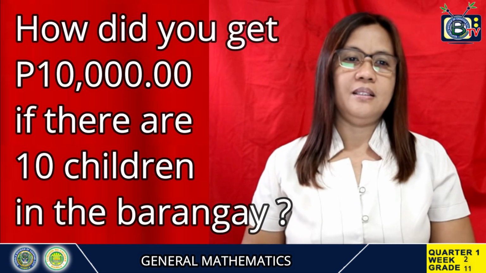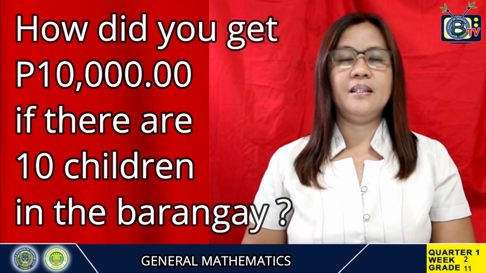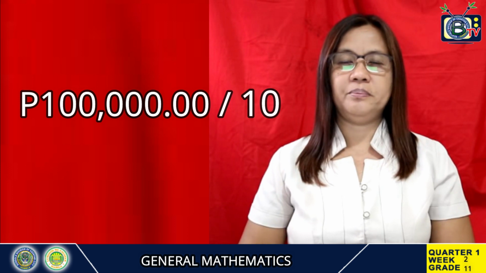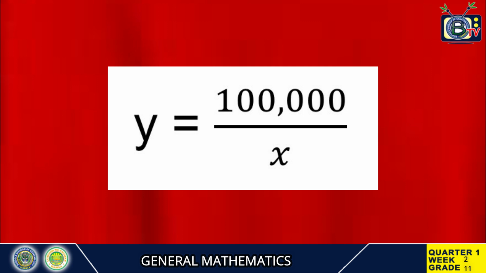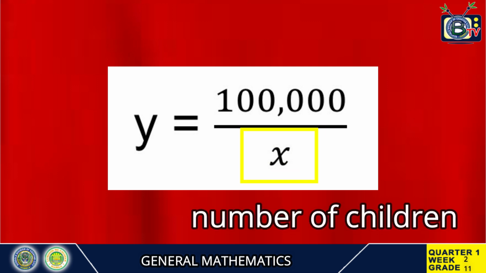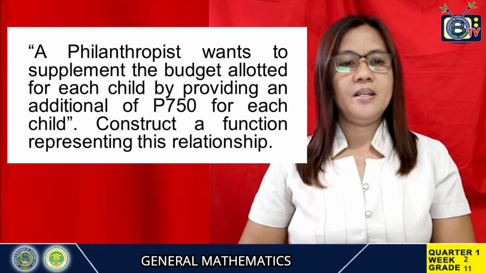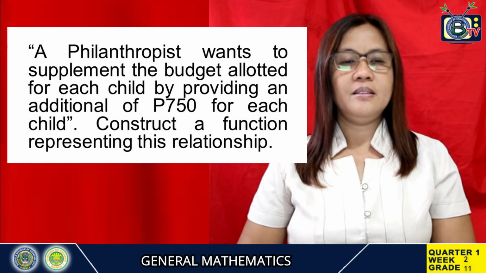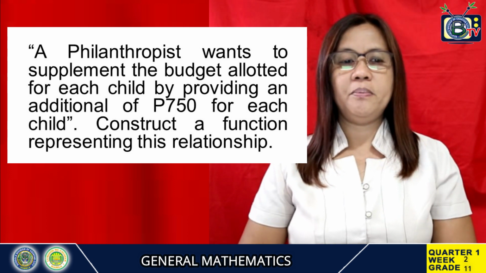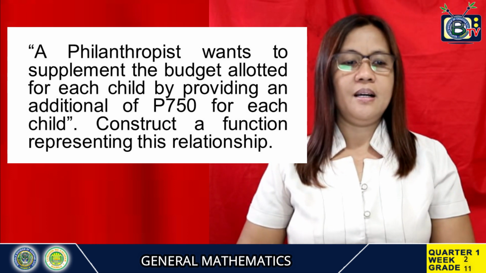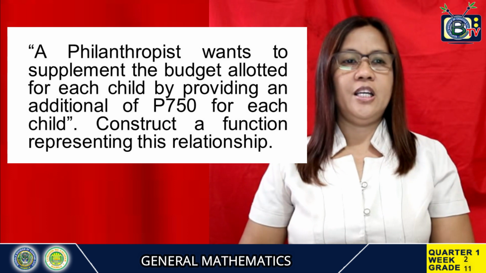How did you get 10,000 if there are 10 children in the barangay? Correct, you divide 100,000 pesos by 10. Or, to get the allotted amount, y is equal to 100,000 over x, the number of children, or since y is a function of x, f of x is equal to 100,000 over x. What about if a philanthropist wants to supplement the budget allotted for each child by providing an additional 750 pesos for each child? Construct a function representing this relationship.